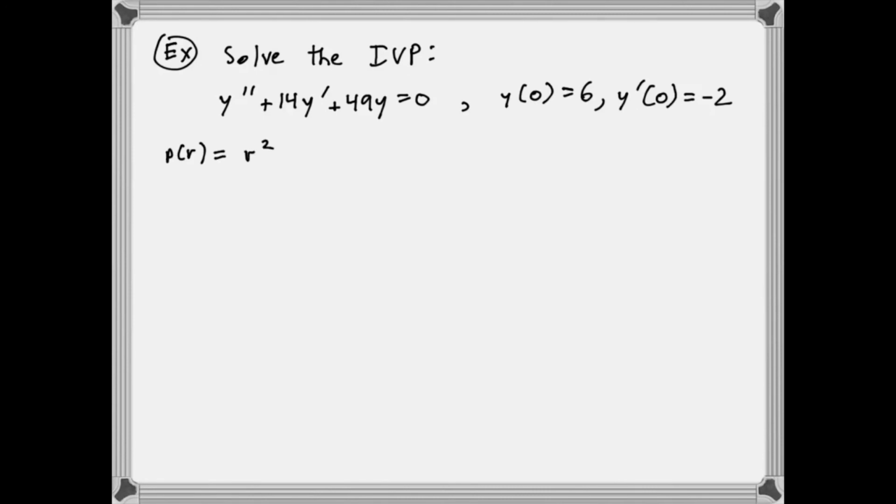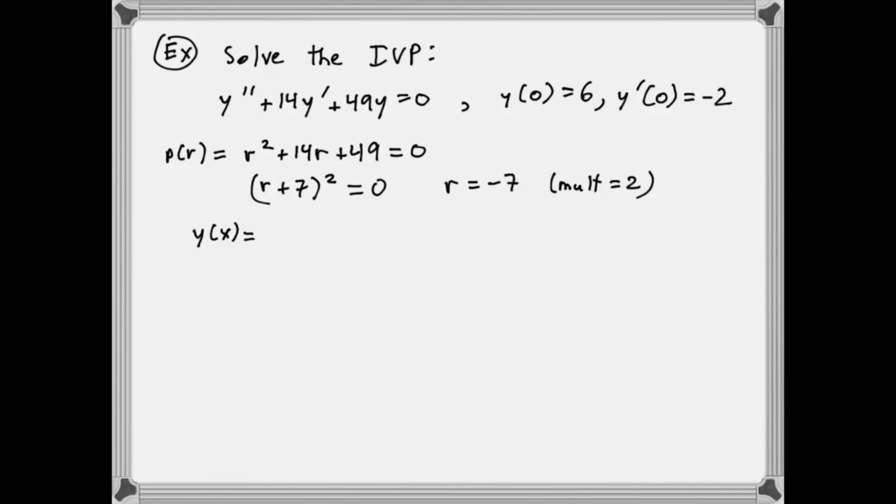It's just going to be r squared plus 14r plus 49 is equal to 0, and we solve it. So if you factor this, you actually get (r plus 7) squared is equal to 0. So r is equal to negative 7, but its multiplicity is 2. Okay, so what does this mean? This means we can get the solution by using C1 e to the negative 7x plus C2 x e to the negative 7x. Okay, these are going to be our two linearly independent solutions.